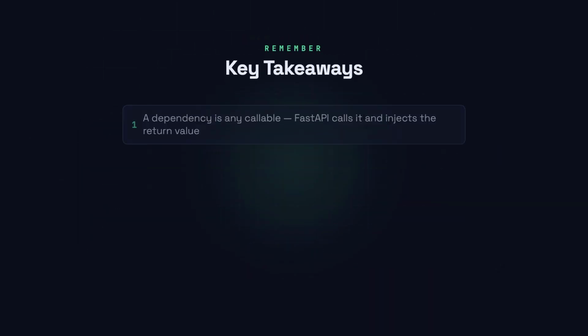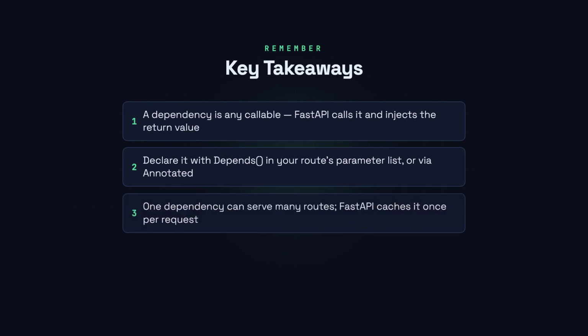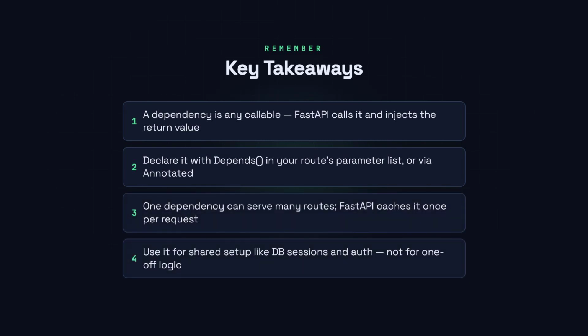To recap, a dependency is just a callable that FastAPI runs on your behalf before your route function executes. You declare it using Depends, FastAPI resolves it, and hands the result in as a parameter. Because it is called once per request and reused, it is both efficient and consistent. Reach for it whenever you find yourself repeating setup logic across routes, and keep individual dependencies small and focused so your code stays easy to follow.